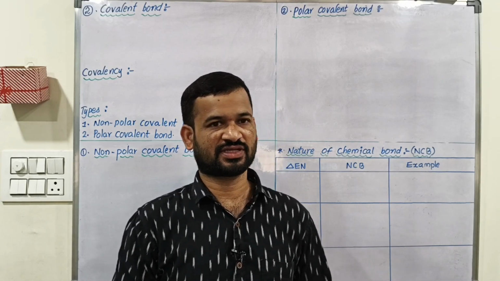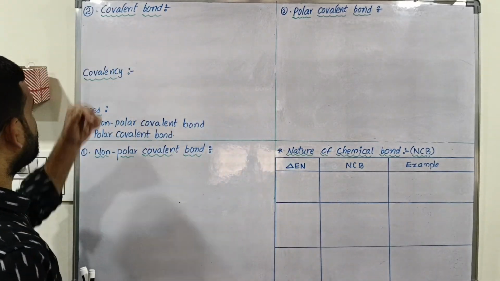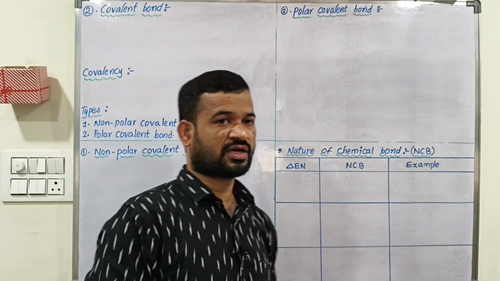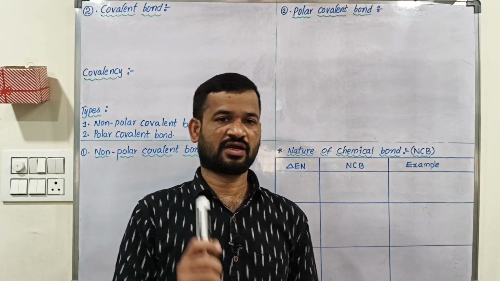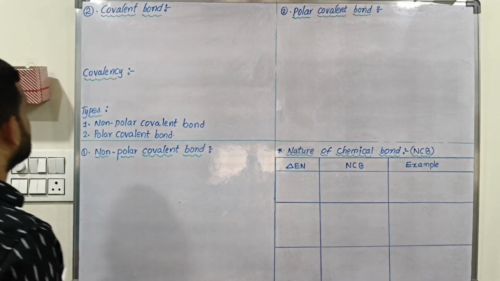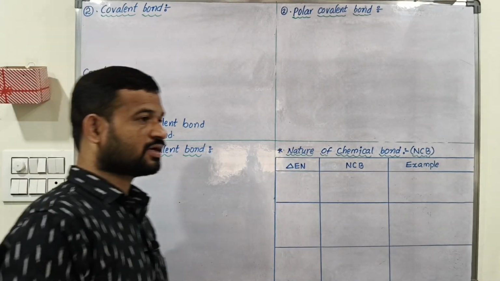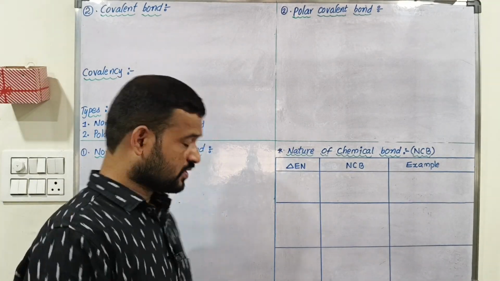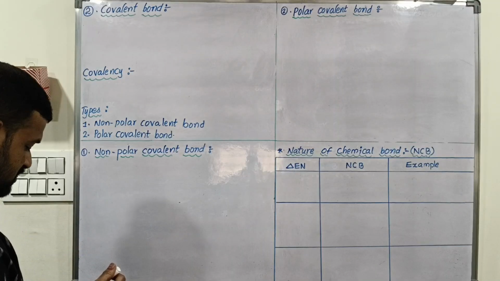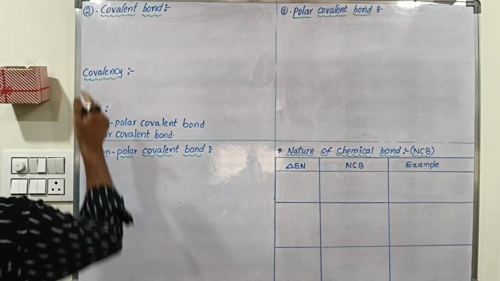So in this class we will discuss a very important topic, covalent bond. Already in last class we learned ionic bond. Okay, so what is the meaning of covalent bond and how does it form? Covalent bond is formed by sharing of electrons.